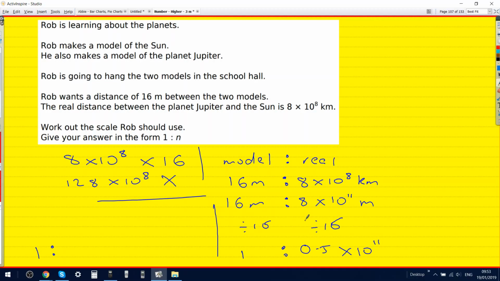Would it be like 1 times 10 to the... What do you know about the first number in standard form? It has to be between 1 and 10. So what you have to multiply 0.5 by to turn it into a number between 1 and 10.